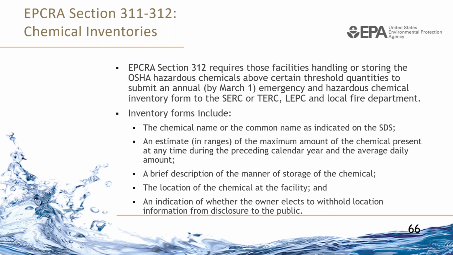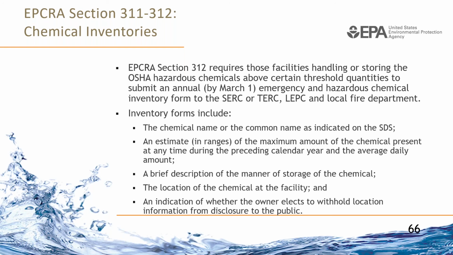Then listed up here on the slide, this is the information that the inventory needs to include. So chemical name, estimated amount, storage location, and then this last part, an indication of whether the owner elects to withhold location information from disclosure to the public. That's usually due to proprietary reasons for their chemical.